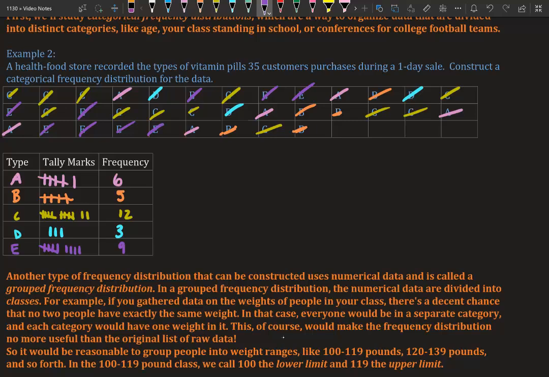Just organize your data. So we can see 6 people bought A, 5 people bought B, 12 people bought C, 3 people bought D, 9 people bought E. That is much easier to look at than the chart on the top with all the check marks on it.